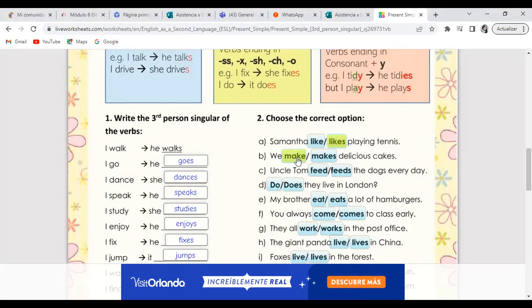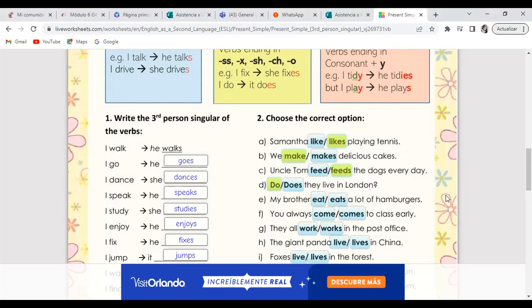Uncle Tom feeds the dog every day. What do we say, guys? Uncle Tom feeds the dog? Feeds. Right, very good. What about letter D? Do or does they live in London? This is a question, guys. Remember that in questions in present simple, we need an auxiliary, either do or does. But in this case, what do we need? Do or does? Do, all right.